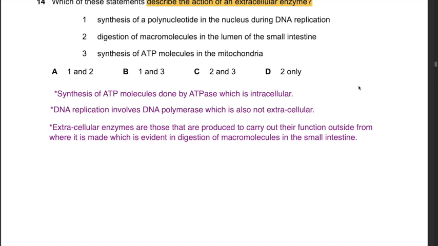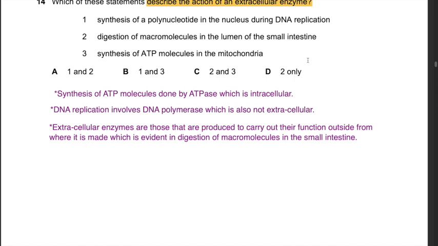Statement 2. Digestion of macromolecules in the lumen of the small intestine. Yes, this can be a possible statement, because extracellular enzymes are those that are produced to carry out their functions elsewhere or outside from where they are made, which is evident in digestion of macromolecules in the small intestine, because some of the enzymes do come from other parts of the body and carry out their function in the small intestine. Therefore, yes, extracellular enzymes are obviously involved in digestion. Therefore, statement 2 does describe the action of an extracellular enzyme.